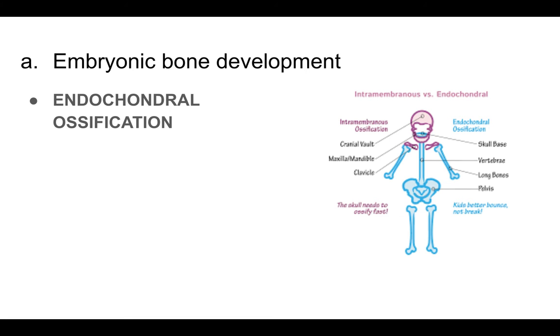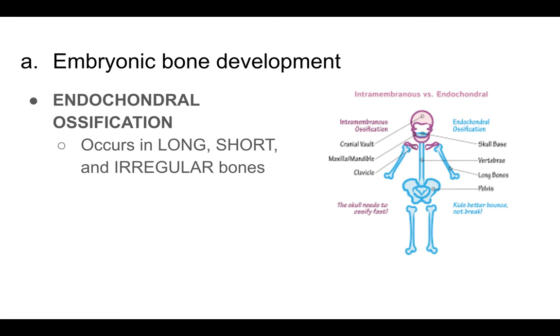So what we have talked about so far is really a little bit more about remodeling. How do your bones change as you age? Well, they get longer, which was interstitial growth, and they get thicker, which was appositional growth. Now we're going to talk about bone development for the first time ever. So as an embryo, as you are growing, your bones are developing. And so the first type of bone development as an embryo is called endochondral ossification.